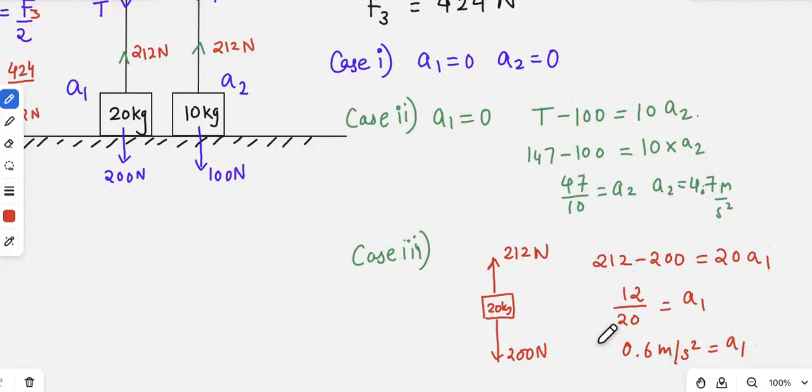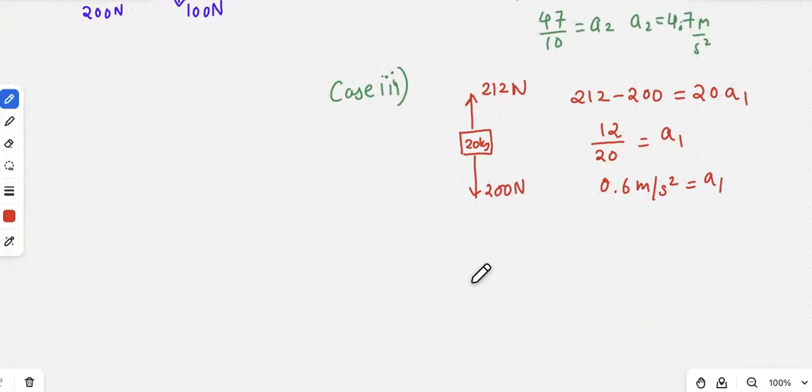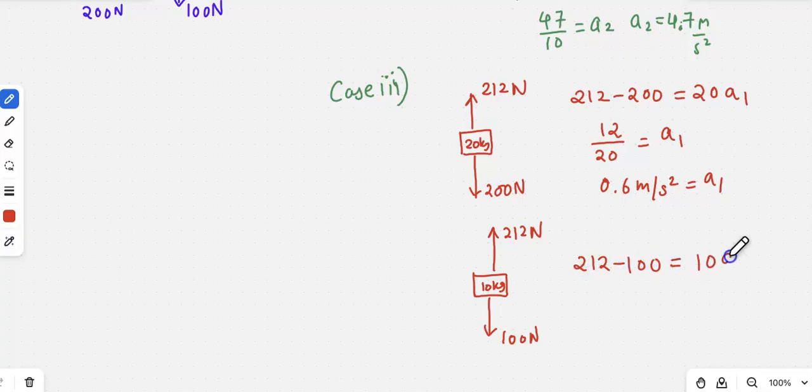Now for A2, what will be the value? This is the 10 kg block. The downward force is 100 Newton and the upward force is 212 Newton. So the net force is upward. So 212 minus 100 is equal to 10 times A2. This should be 112 by 10 is equal to A2. So A2 will be equal to 11.2 meter per second square.